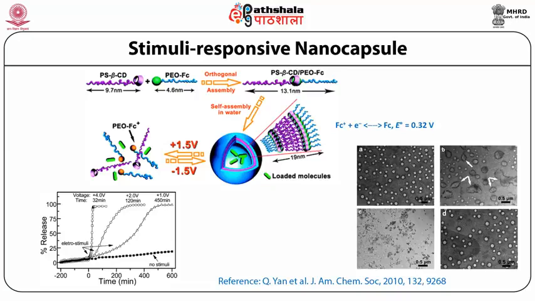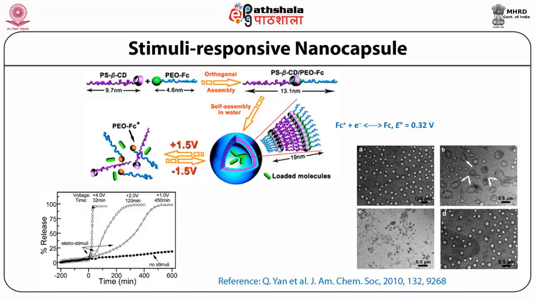So what they have done in this particular example is attach a polystyrene block copolymer to the cyclodextrin and polyethylene oxide to the ferrocene, and they form this inclusion complex. As soon as they form it, you have this hydrophobic and hydrophilic part which eventually self assembles in water. You can load your drug molecule into it.